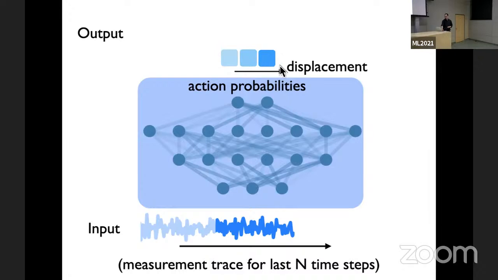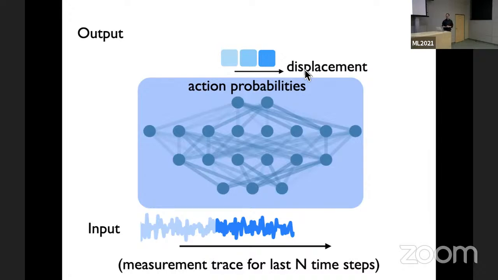And what is the action? Well, the simplest action could be that you have an external laser drive on which you can change the amplitude in response to your observation. And so you displace the state of the cavity more or less, depending on what you want to do. To keep it simple here, I still use discrete actions because that's also what I discussed.